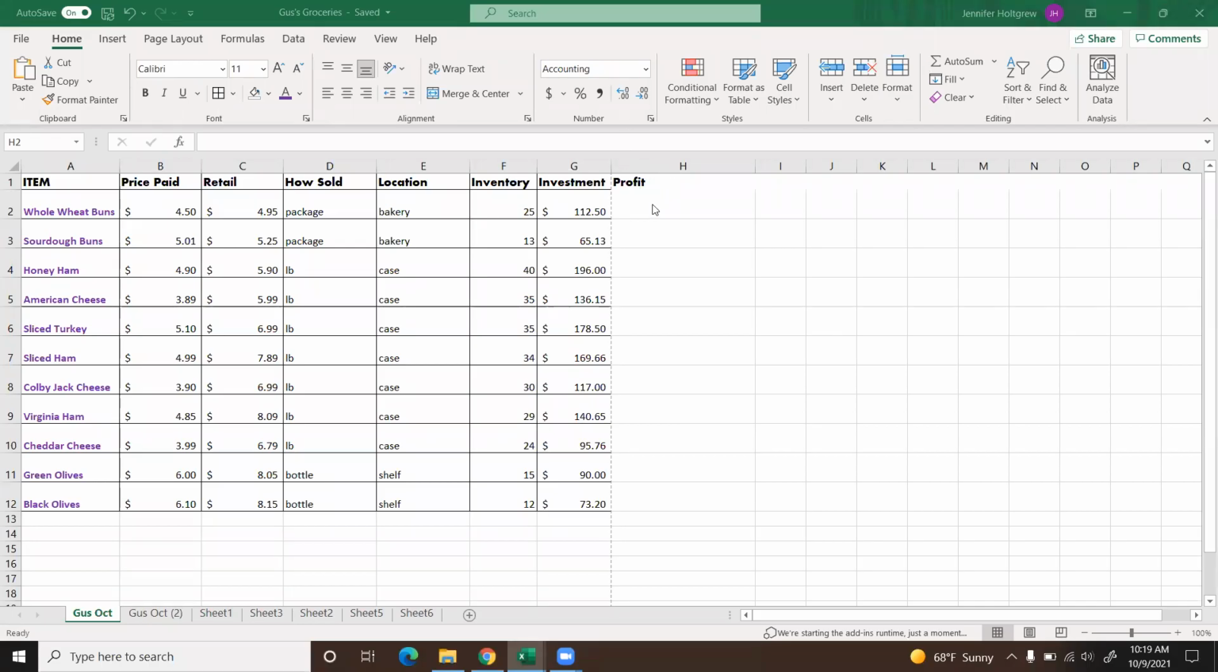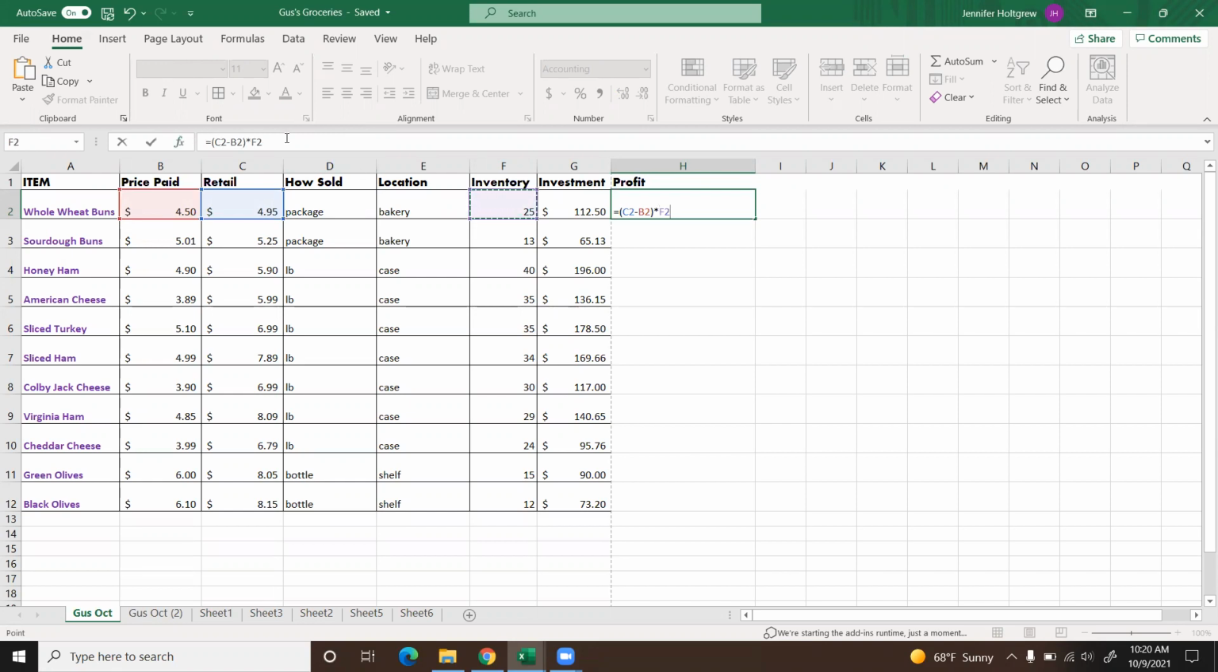Everybody, we're going to look at how we figure profit. I've added a column H called profit, and we're going to do a formula. We start all our formulas with the equal sign, then parentheses. I'm going to come over here, and it's retail minus price paid. You can see we're doing C2 minus B2, and then we're multiplying that by our inventory, which is F2. All right, so this is our formula.